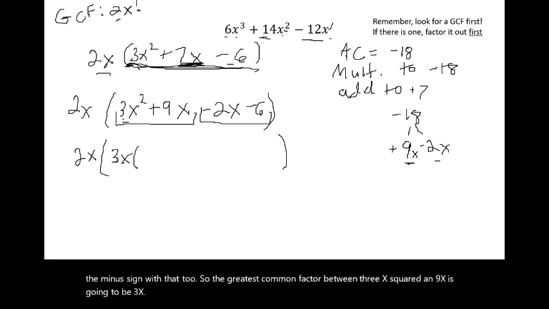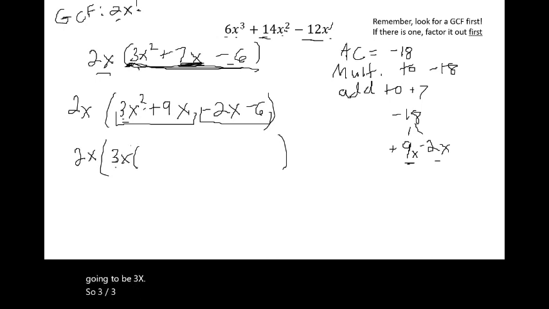So 3 divided by 3 is 1. 2 minus 1 is x to the power 1. And then 9 divided by 3 is positive 3. X to the power 0 cancels out.